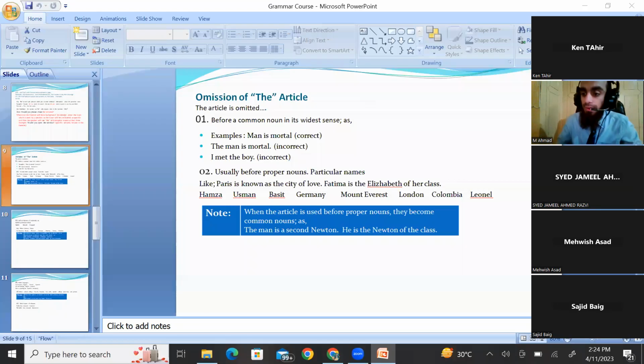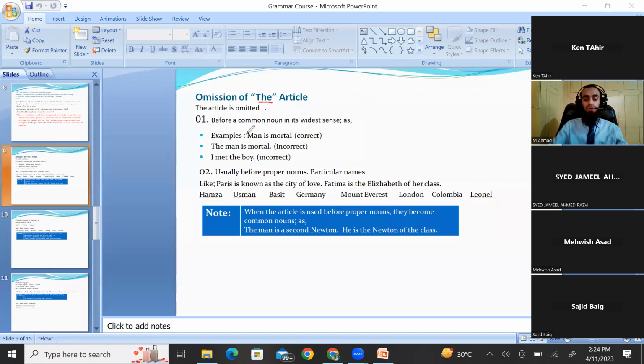Anyone? What is meant by omission? Omission means to neglect, to delete, to eliminate, to remove, to not use, right? Omission means that here it is not allowed to be used and it is not suitable to be used, right? Okay, so here we have the omissions of the article the.